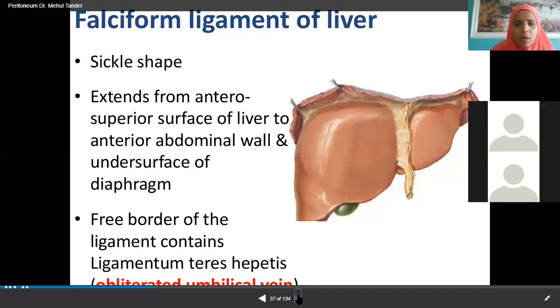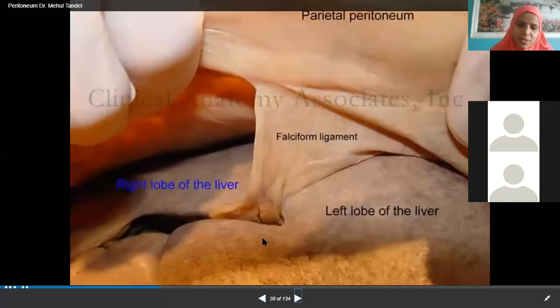Falciform ligament. See, this is the left lobe of the liver, this is the right lobe of the liver. You are lifting it, it looks like a sickle. Sickle in the sense of what you use for cutting grass. In sickle cell anemia, the shape of the RBC changes to a sickle, like that. So this is the sickle-shaped fold.